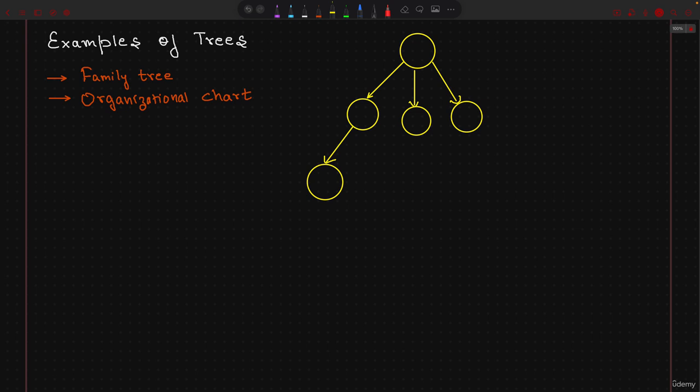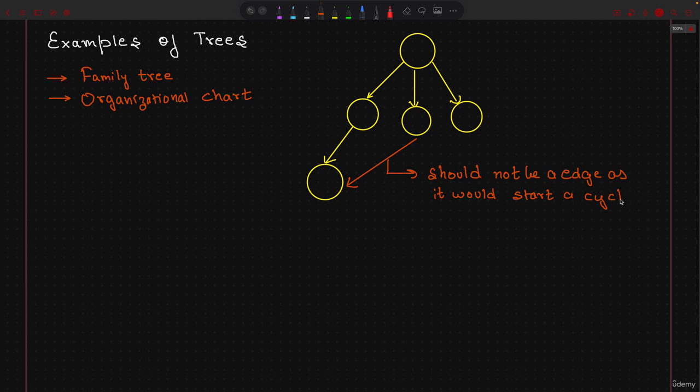Now, I explained how this is analogous to a tree, just a tree upside down. A few things to notice here: we cannot have a cycle. So we cannot actually have this join here. That would be a problem. This should not be there, because it would start a cycle. So this is not the case. Again, very important to understand.